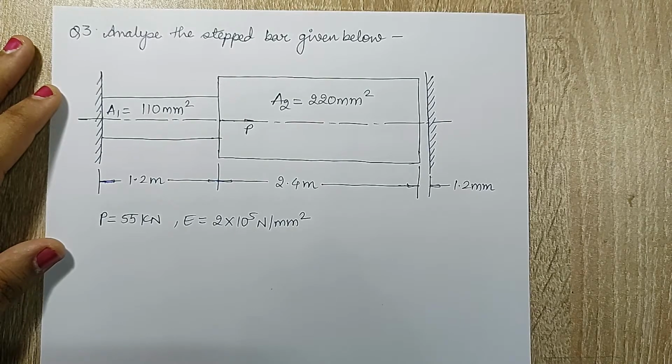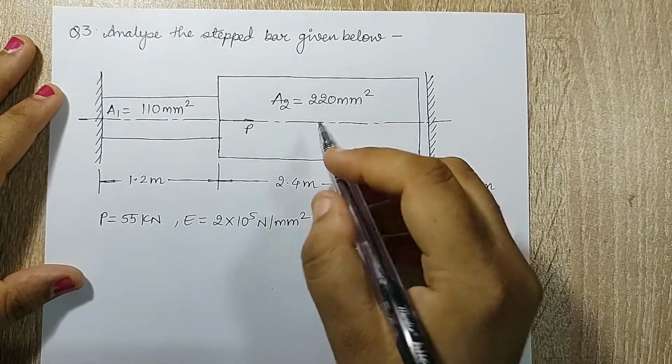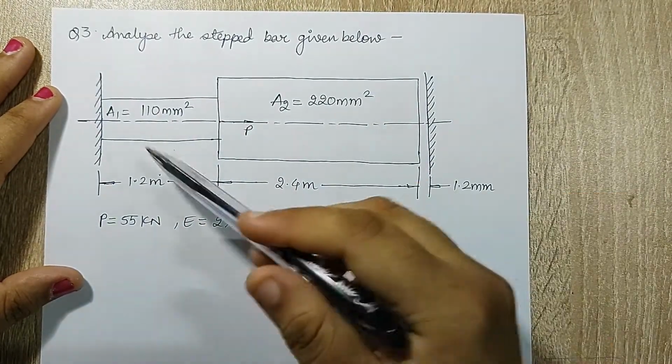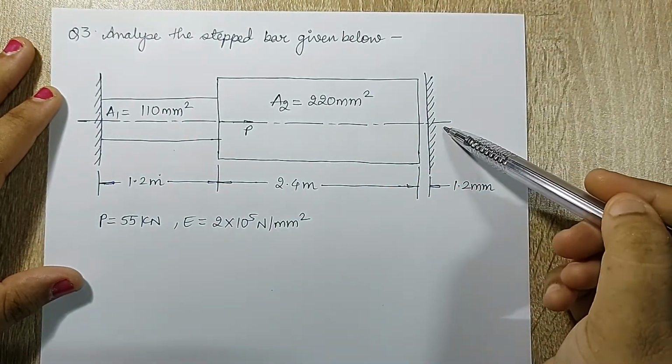Everyone, welcome to the next session of finite element analysis. I am solving question 3 on direct application of EME. Analyze the step bar given below. In the step bar I can see there are two bars. Two ends are shown as fixed.